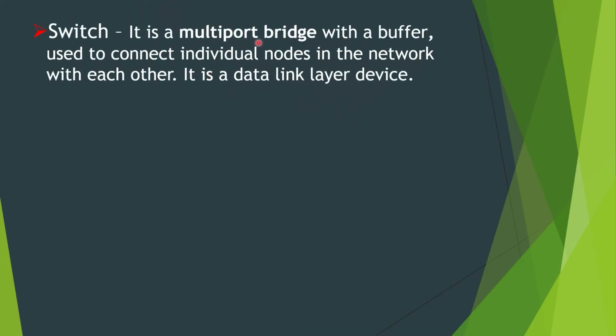Switch. Switch is a multi-port bridge with a buffer used to connect individual nodes in the network with each other. It is a data link layer device. As we know, in a bridge there are only two ports, whereas in a switch there are multiple ports. So a switch is a multi-port device and it also has a buffer. A buffer is a device which stores the data coming to it, checks the data and then sends the data to the correct port. The switch is used to connect individual nodes in the network with each other. Switch works on the data link layer.